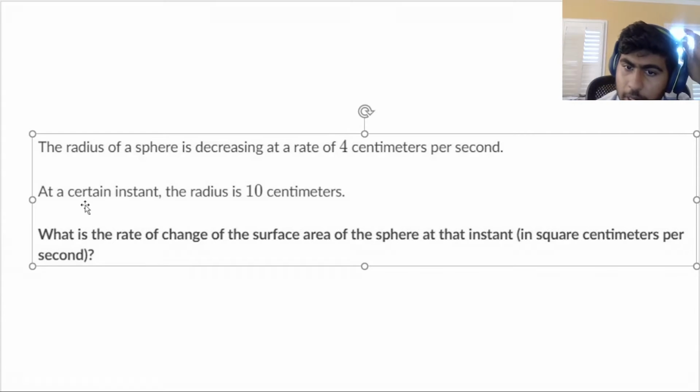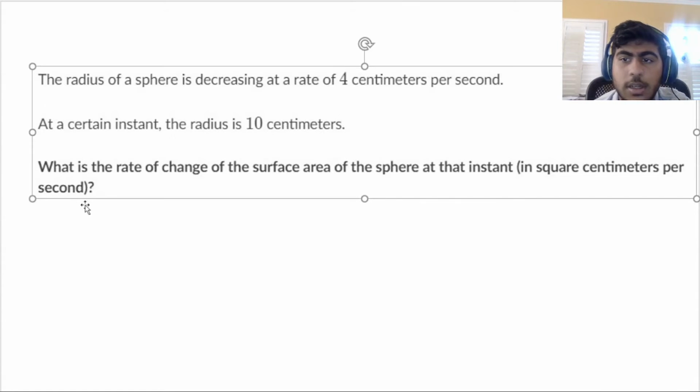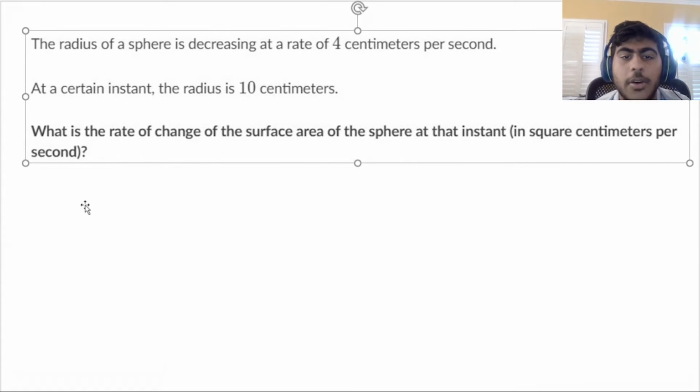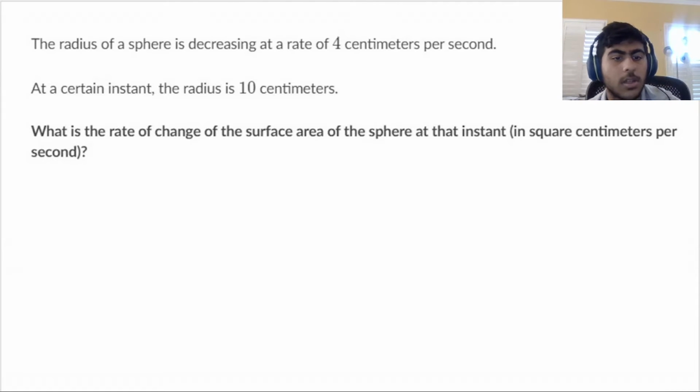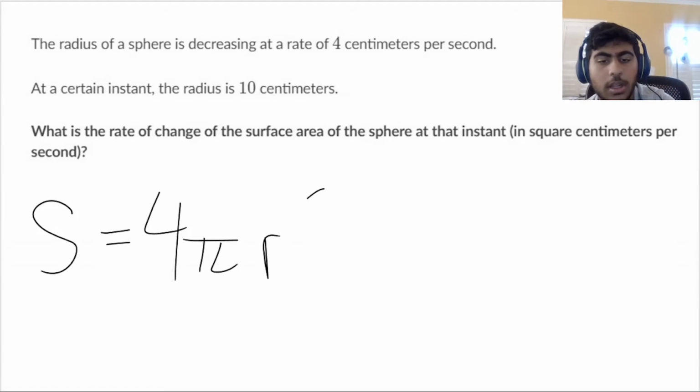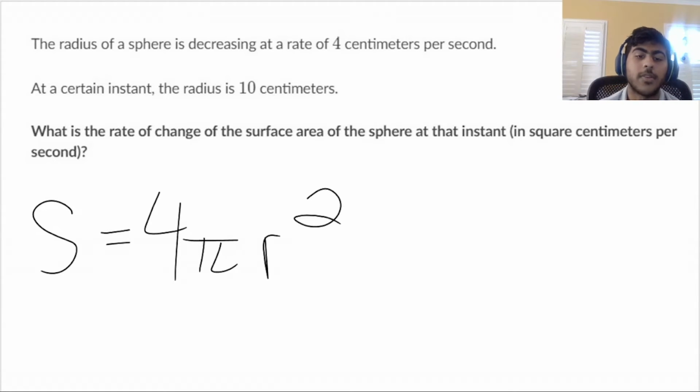Well, we can of course write the formula for the surface area of the sphere. Now, the formula for the surface area of the sphere is S equals 4 pi r squared. And you might notice that this is the derivative of the volume of the sphere.